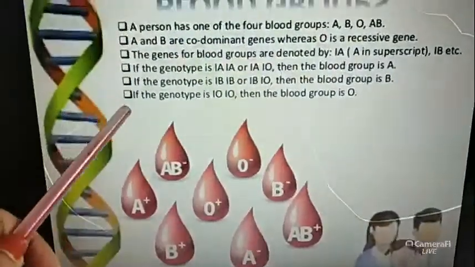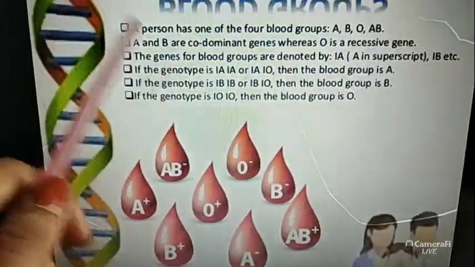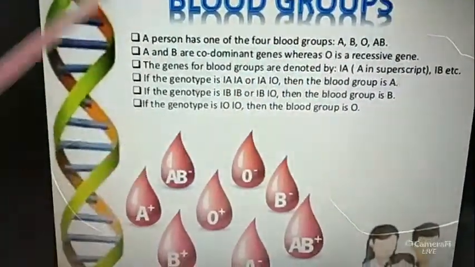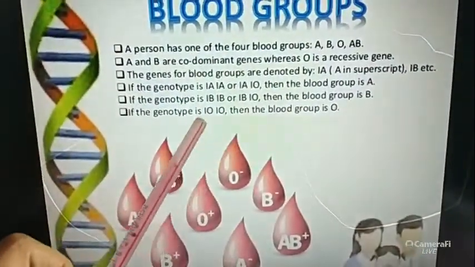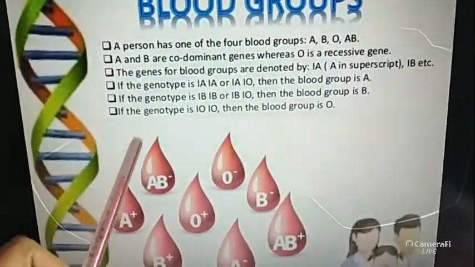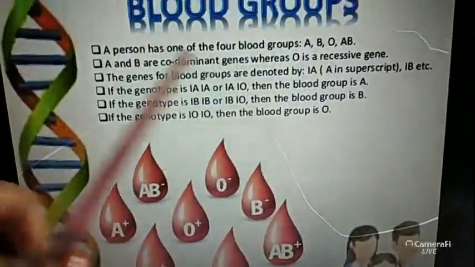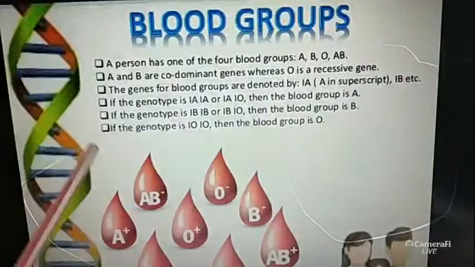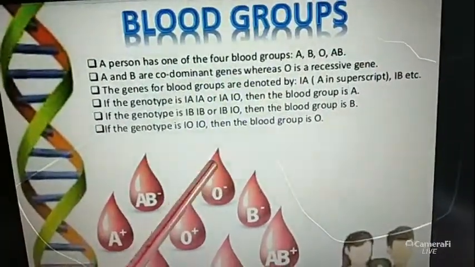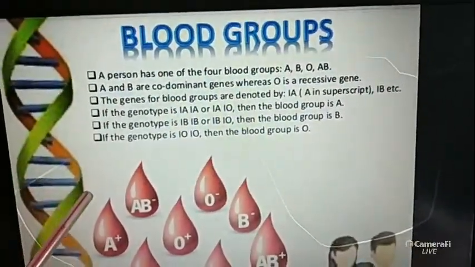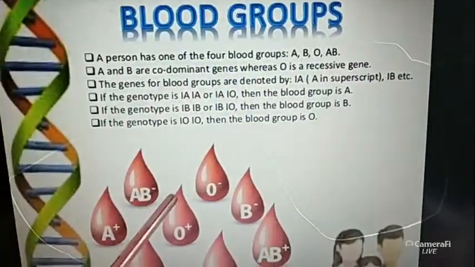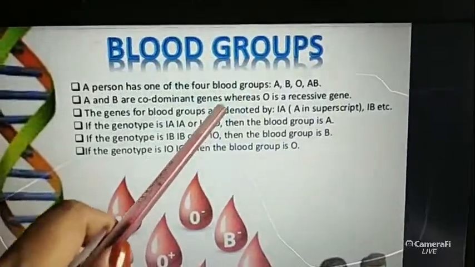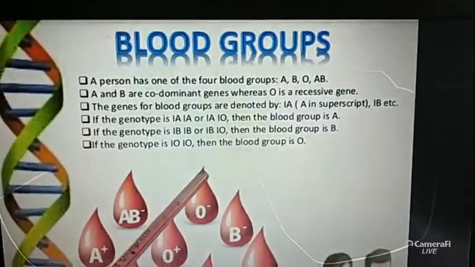All these things are included in the blood group. Suppose my mother's blood group is A and my father's blood group is B, so my blood group will be either A or B or AB. If my mother's blood group is A and my father's blood group is O, then my blood group will be either A or O.